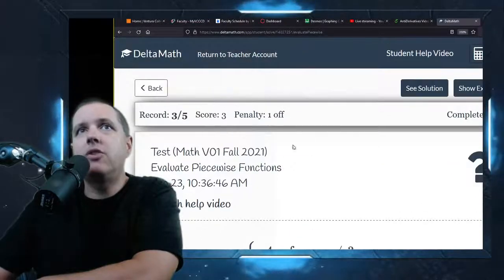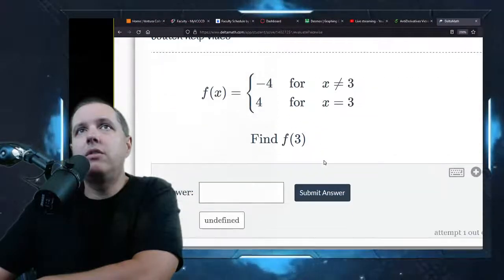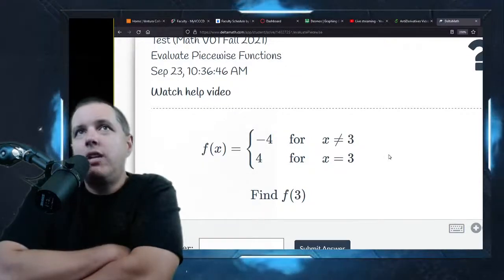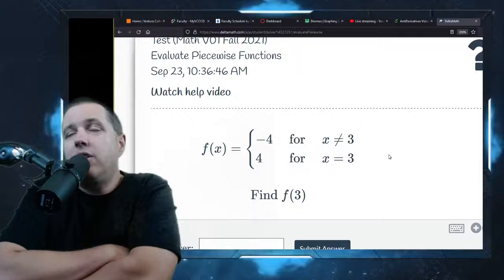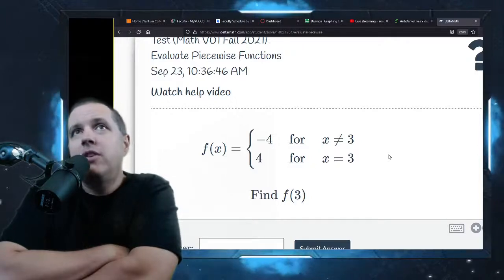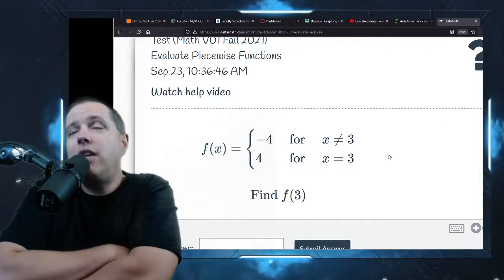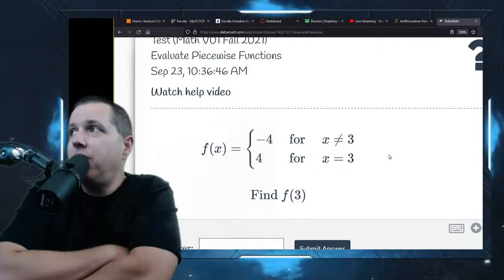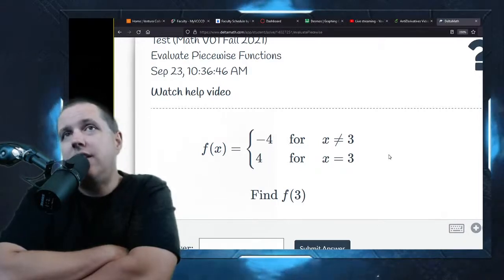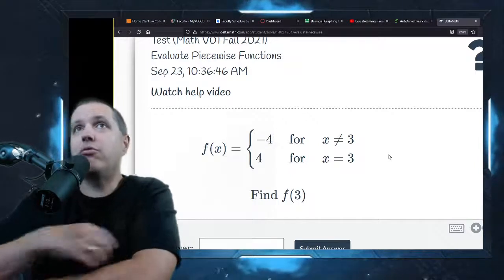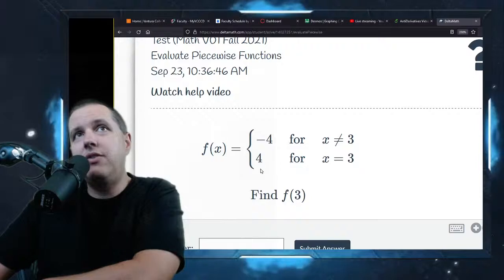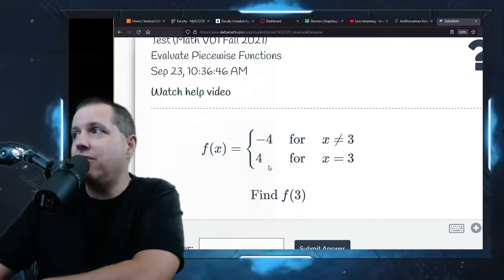Okay. Let's try another one. What about this one? This is not one we've seen exactly. One is for when x equals 3, and one is for when x is not equal to 3. The value they gave us was 3. So is 3 not equal to 3? No, that sounds silly to even say. 3 is equal to 3, so we want this case down here. That must mean that our function output is 4. It's telling us that's the value 4.